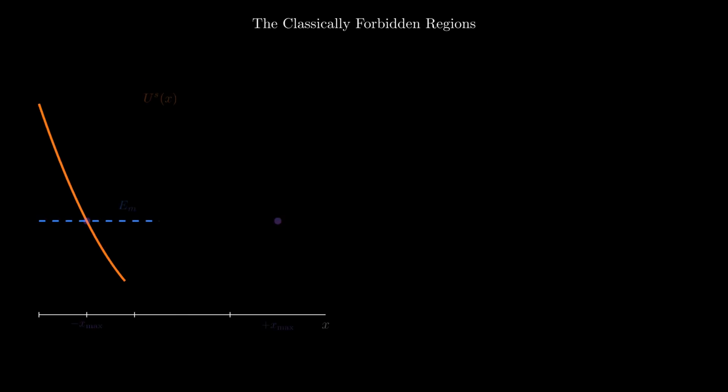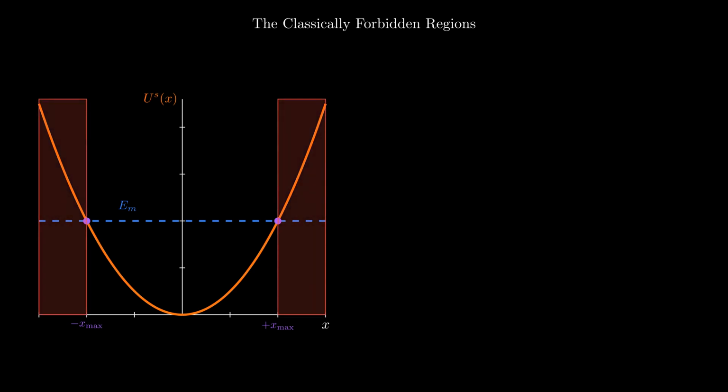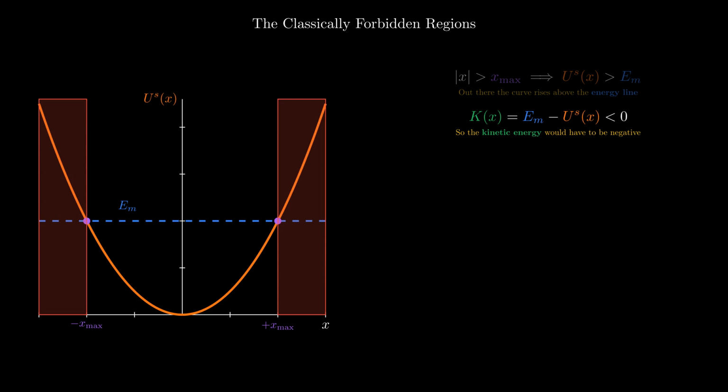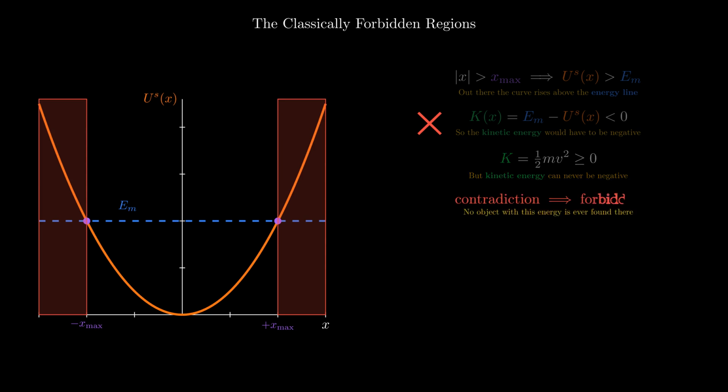The turning points also mark a boundary. Look at any position beyond them, x greater than x max or x less than minus x max. There, the parabola rises above the energy line, so U of x exceeds E, and the kinetic energy K equals E minus U would have to be negative, but kinetic energy is 1/2 m v squared. It can never be negative. No object with this energy can ever be found there. These are the classically forbidden regions, and the allowed motion is confined to the interval between the turning points.